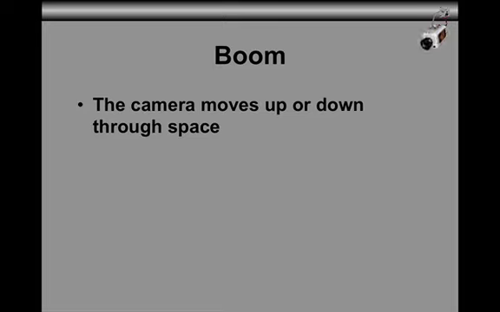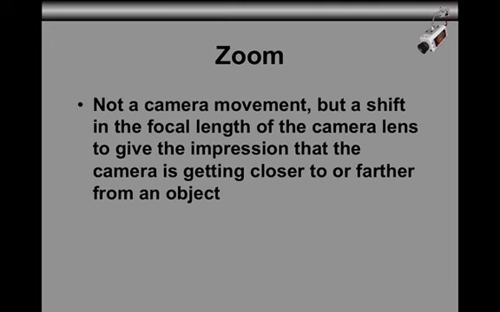A boom shot is when the camera moves up or down through space, so again similar to the dolly or tracking shot, but the boom is moving up and down through space. A zoom is not technically a camera movement, but rather it's a shift in the focal length of the camera lens to give the impression that the camera is getting closer to or farther away from an object. And most cameras these days come with built-in zooms or zoom kit lenses, which allow you to adjust the zoom on the subject quite easily by just twisting the lens.